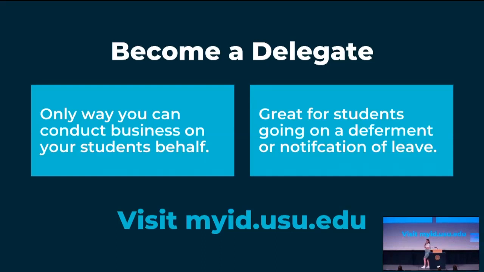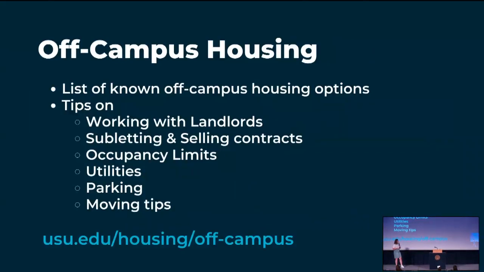So your student has to make you a delegate on their account, and they can do so through myid.usu.edu. They just log in with their A number and password and then make you a delegate, and you will have access to their information and abilities to help them do whatever they need to do. So that's the first thing that I wanted to talk about really quick. I also believe it's located in your handbook. I'm not sure the exact page, but if you need that website, it is in your handbook.